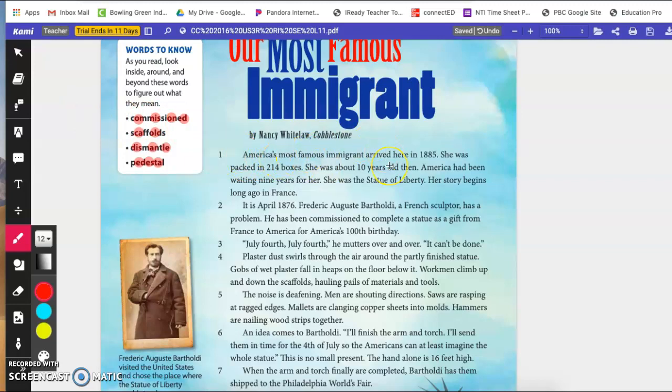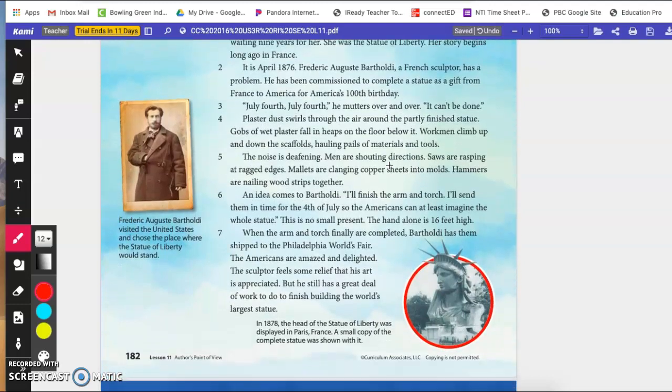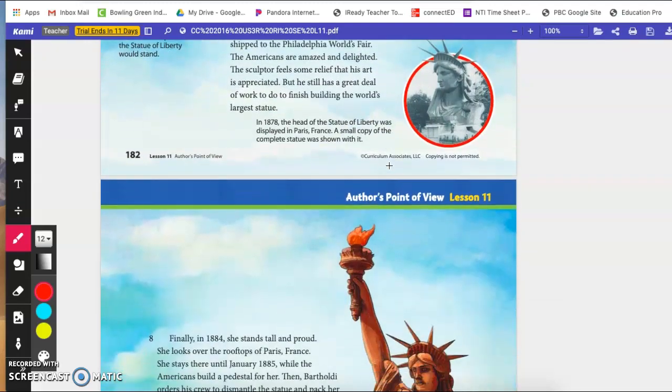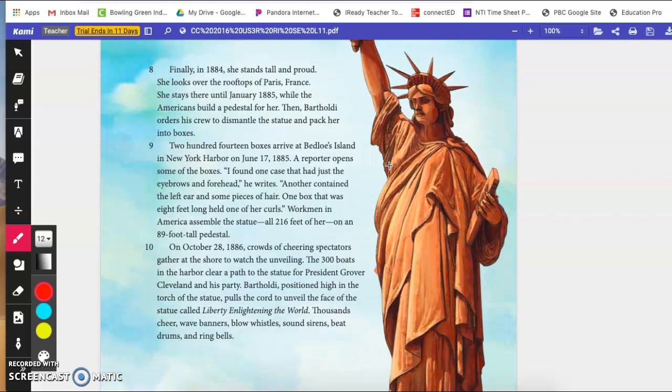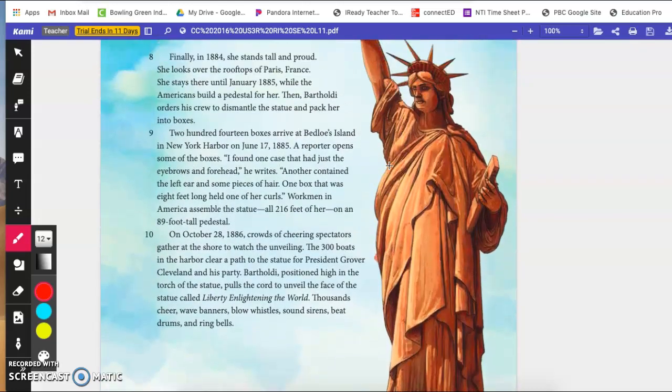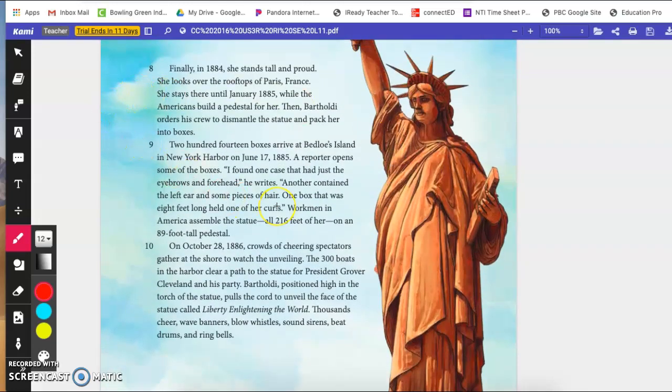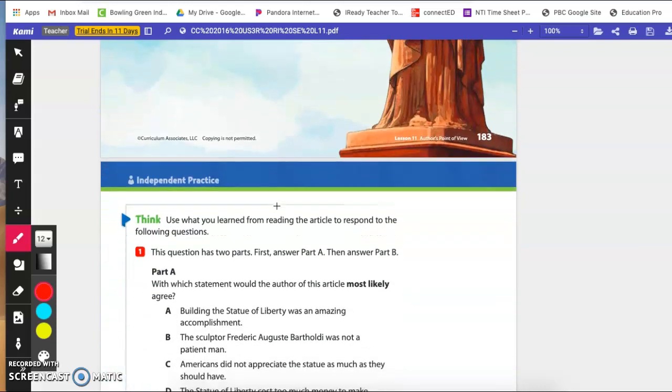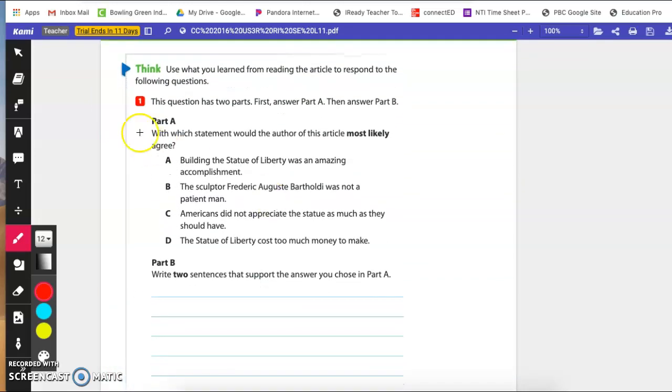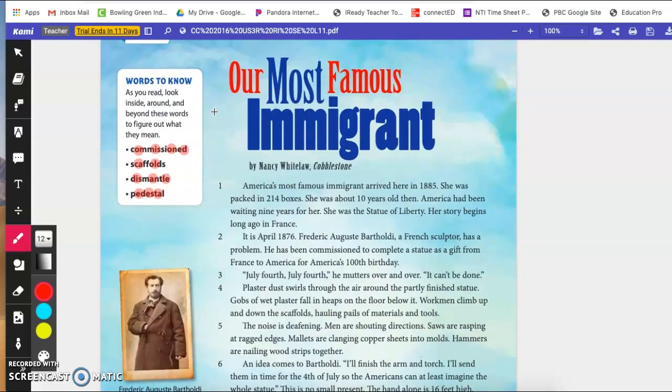So you're going to read through this article. Looks like there are about 10 paragraphs. So after you completely read this article, we can start on the next section, the independent work. But I want you to pause right now and go ahead and read the article.